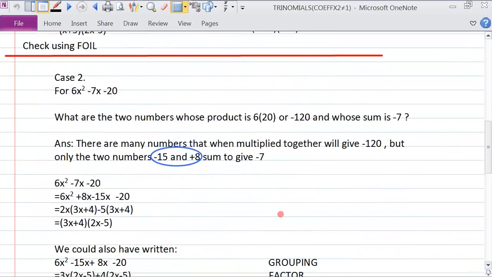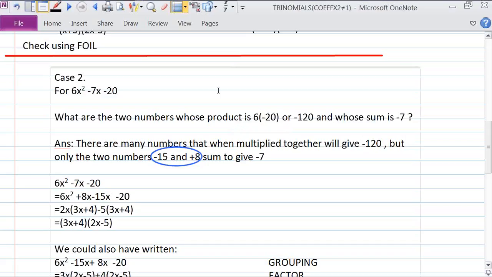Now, let's take a more complicated case. 6x squared minus 7x minus 20. What we do is we ask ourselves, what are the two numbers whose product is 6 times 20, and excuse me, this should be a minus. Let me just correct that here. There should be a minus here. So in this one I'm asking what are the two numbers whose product is 6 times minus 20. I multiply the 6 here times a minus 20 here, or minus 120, and whose sum is minus 7. So I multiply the first and the last numbers, minus 120, and I want to know what are those numbers who sum to minus 7.